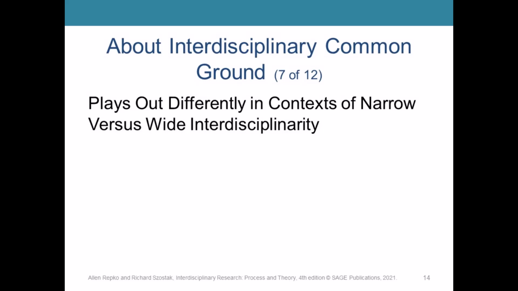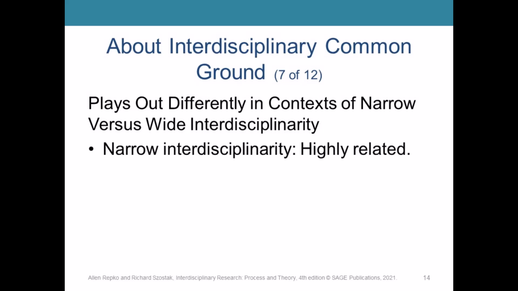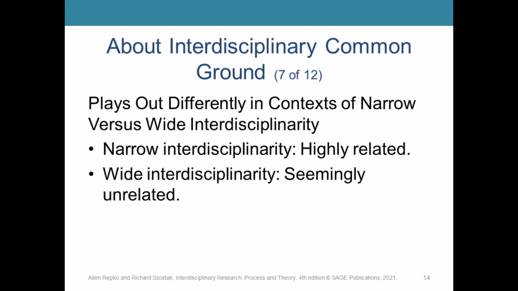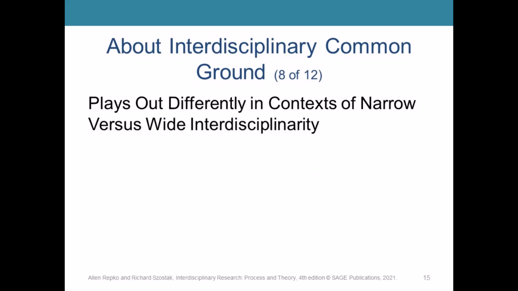The fourth core idea about common ground is that it plays out differently in contexts of narrow versus wide interdisciplinarity. Recall that narrow interdisciplinarity involves two or more disciplines that are closely related in terms of their epistemology, such as biology and chemistry, or psychology and sociology. Wide interdisciplinarity involves disciplines that are seemingly unrelated or further apart in an epistemological sense, like art and math, or history and engineering. So how does common ground play out differently in these two contexts?